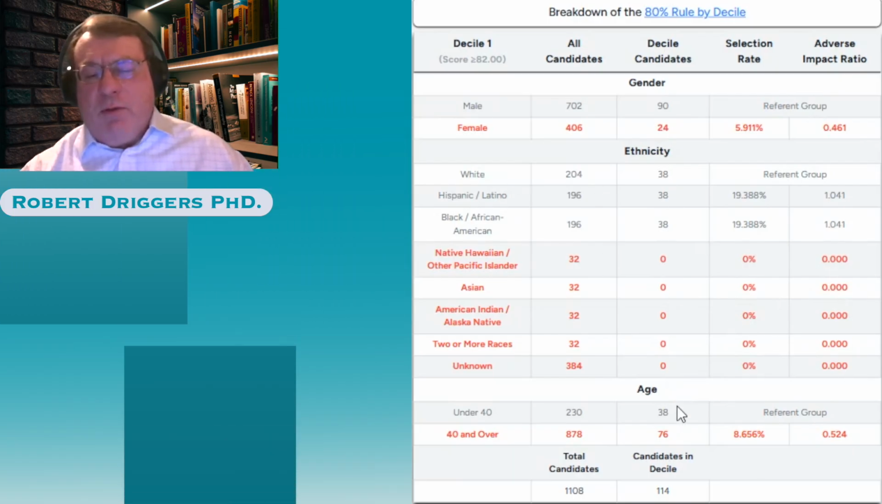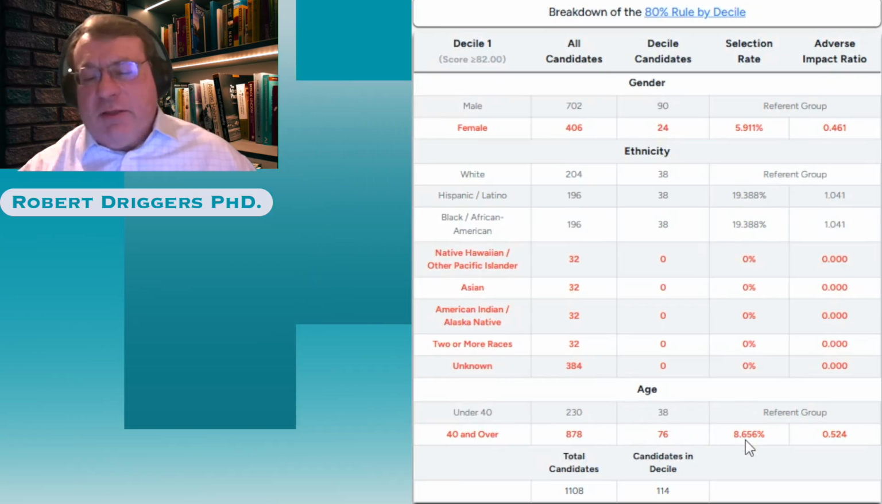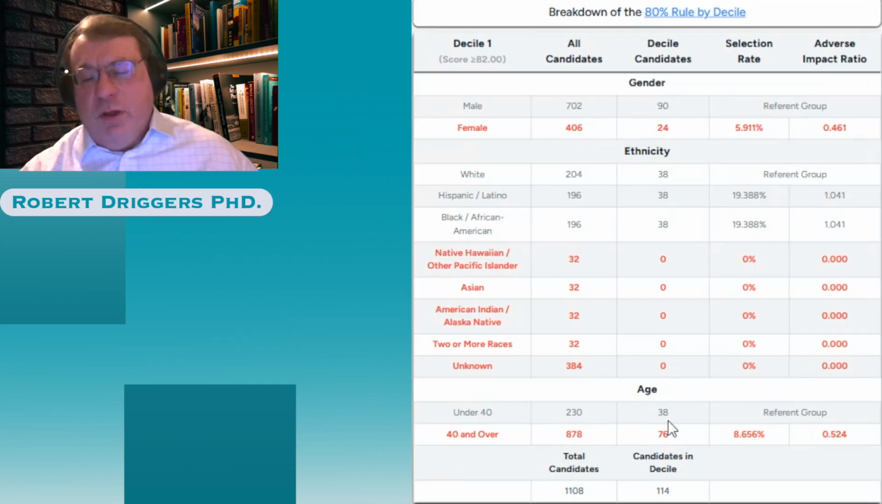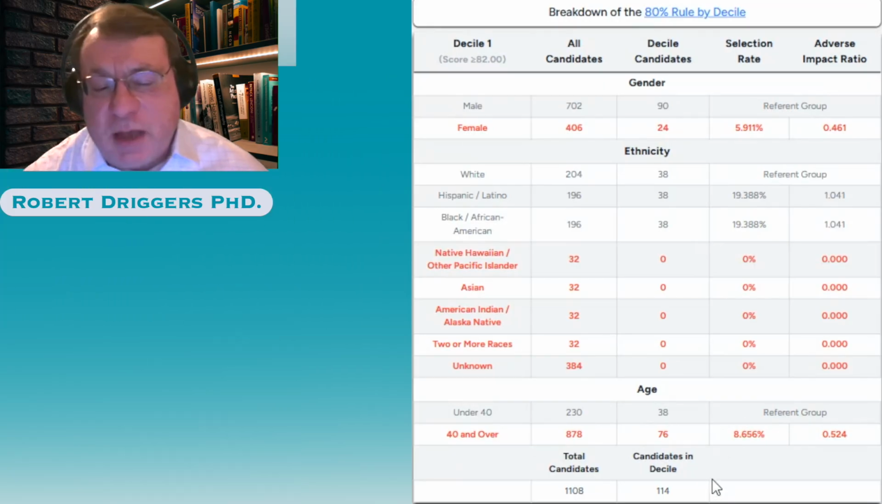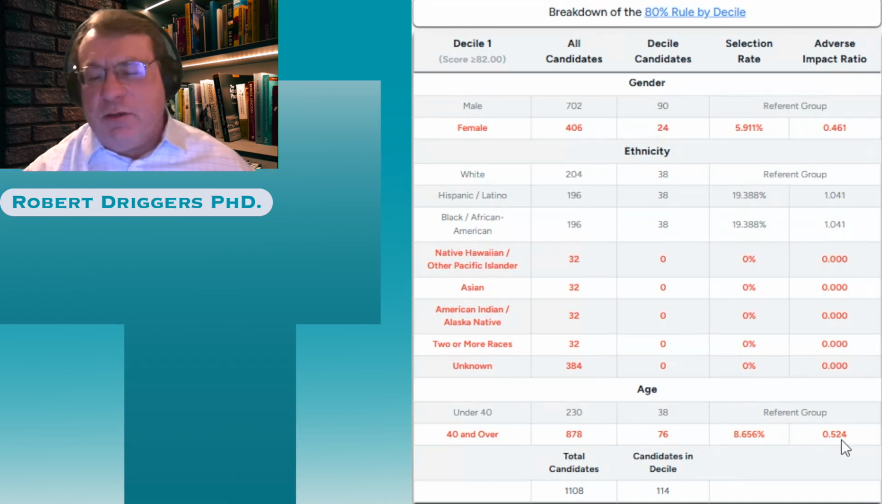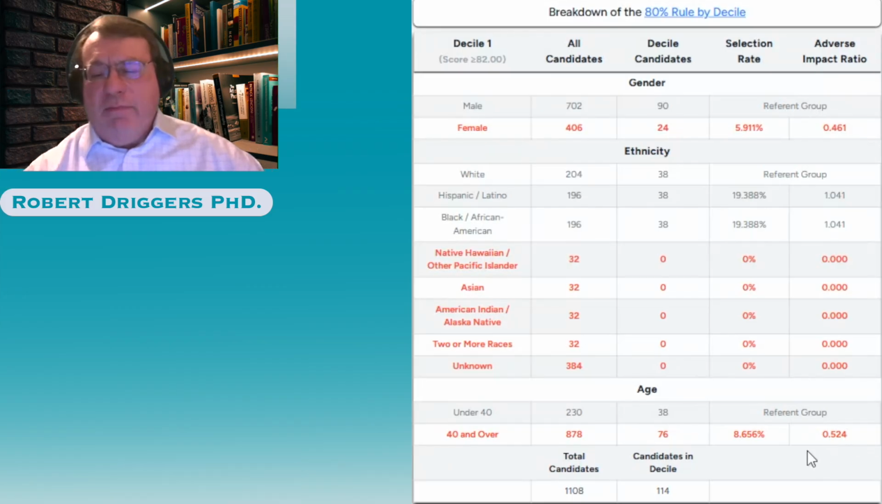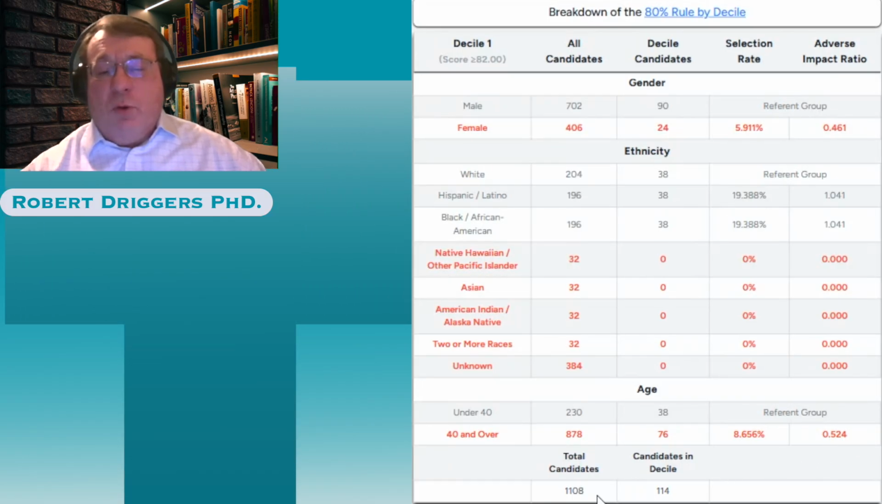We see a similar pattern with the age group. You can see where the 40 and over group pass rate is far lower than the pass rate for the under 40 group. The 40 and over group is obviously the protected class. So as you can see, the four-fifths rule results in a computation of 0.524, which is below 0.8 and therefore significant.